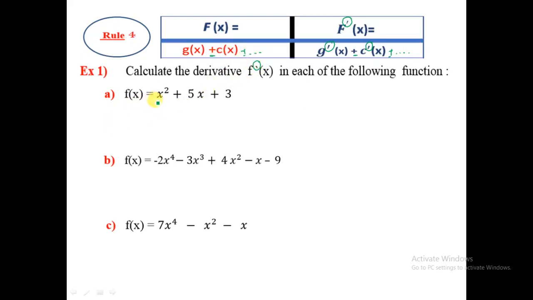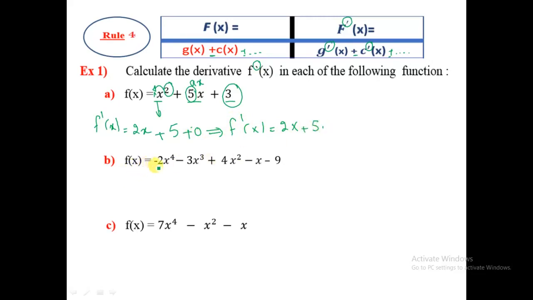We have f of x equals x squared plus 5x plus 3. So f prime of x will be the derivative of each term alone. The derivative of x squared is what? We will multiply the power by the coefficient to get 2, and we will reduce the power by 1. Plus 5x, it is in the form ax, and its derivative is the coefficient, so it is plus 5, and the 3 is constant, so the derivative is 0. This implies f prime of x equals 2x plus 5.